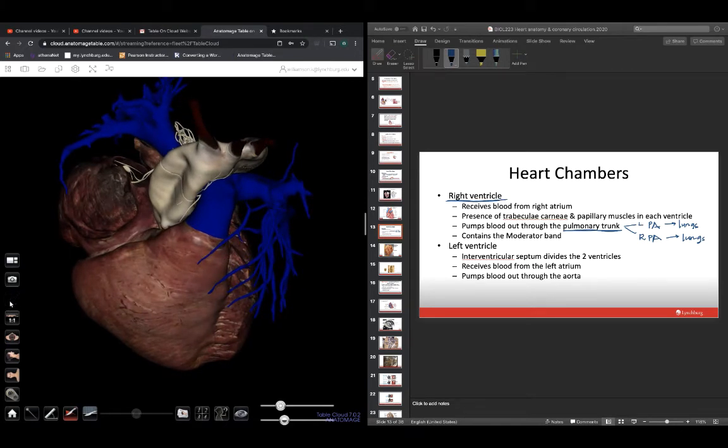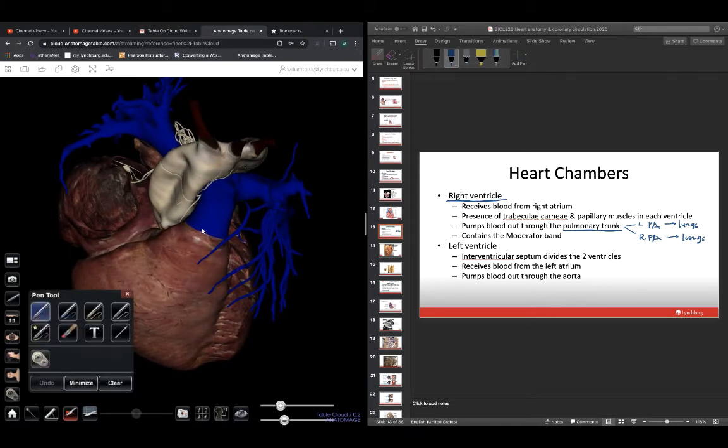And so you can see at this point how we've got the pulmonary trunk traveling up and then a bifurcation. And we're heading to the left lung. And then on this side, we're coming behind the aorta and we're heading to the right lung. Okay, so that's going to be that bifurcation of the pulmonary trunk.